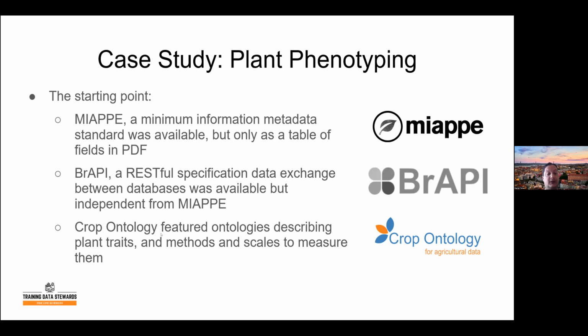And there were ontologies used to describe plant traits from the Crop Ontology that we wanted to encourage in MIAPPE, but were not explicitly linked in MIAPPE.